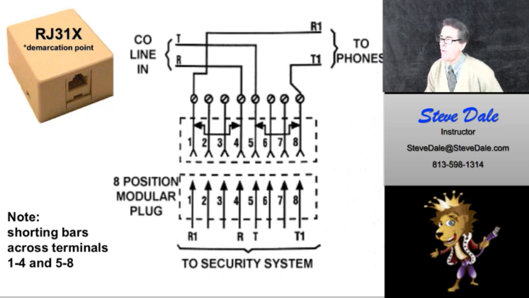Because if you hook this up wrong, the worst case scenario would be that you don't notice it because you paralleled the tip and T1 and R and R1, meaning you paralleled the CO lines to the phone lines, and that means that the security system will work and the phone will work. But when the security system goes into alarm, it will not disconnect the phones. The phones will still be on top of the line, and if somebody picks up the phone or drops it and pulls it off the hook, you're interfering with the signal.